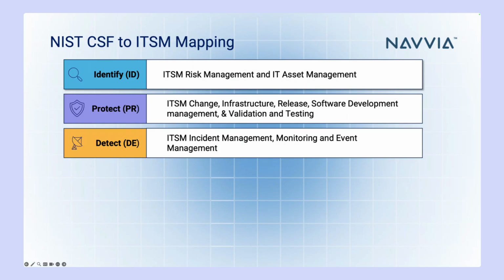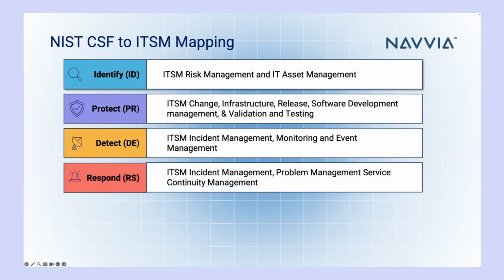So detect: incident management, monitoring and event management. Are your systems well monitored? Do you have all those things in place? Respond: again, incident management comes into play when you respond. Problem management helps you get to root cause. And service continuity management: do you have backups of things? Do you have a recovery center? Are you able to restore the data that might have been infected by ransomware? That's all important from a respond perspective. In service continuity management, do you have all of the proper things in place in your data center, from fire detection and suppression to high availability servers, all of those things?